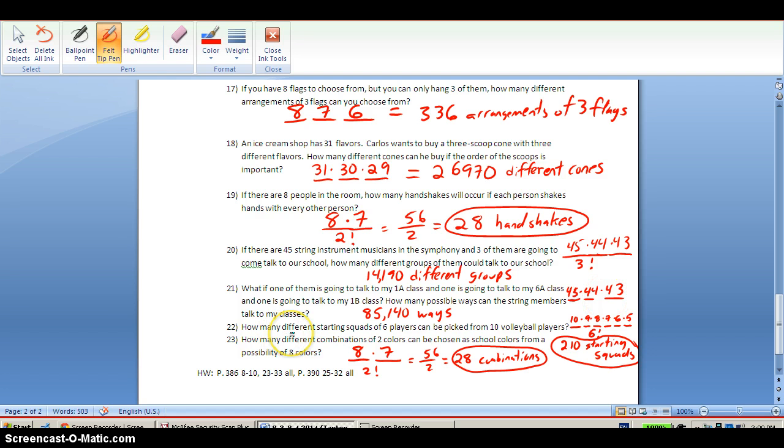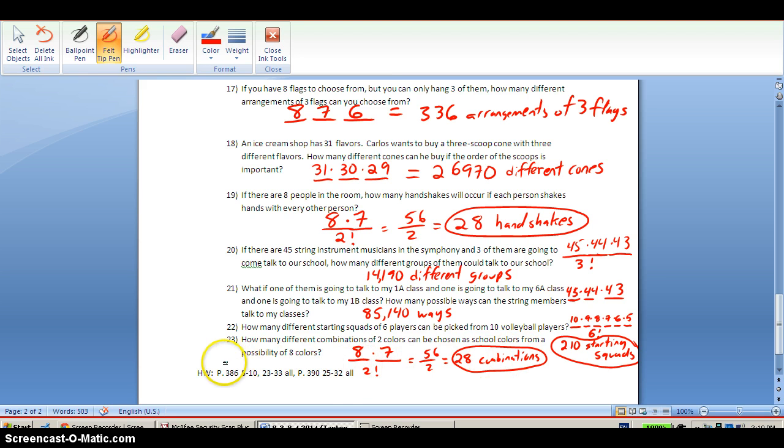For number 22, those 6 players are interchangeable. They're just my starting squad. So because they're interchangeable, just like the letter E was interchangeable in cheese, we're going to divide by 6 factorial to get the number of starting squads. And for combinations of 2 colors, again, we don't care if it's blue and then black or black and then blue. Those would be a terrible color combination. But either way, the order doesn't matter, and we treat them both the same. So we are going to divide by 2 factorial.